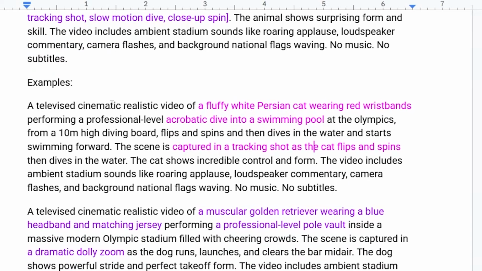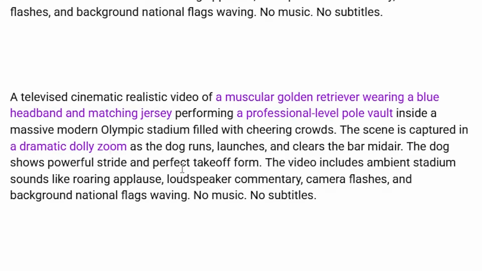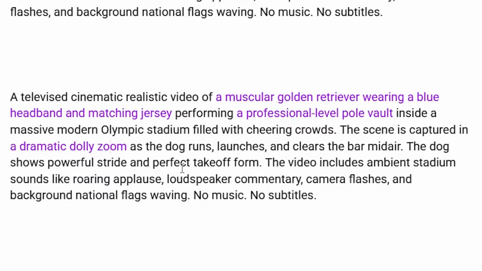Now the second prompt, we're painting a picture of a powerful, athletic dog to make the pole vault feel believable and impressive. In the character description, I'll add wearing a blue headband and matching jersey. Change the Olympic activity to professional level pole vault and set the camera angle to dramatic dolly zoom. By the way, my Google VEO3 guide in the description has everything explained in detail, including the different camera shots and angles you can use in your videos. Here's the video.